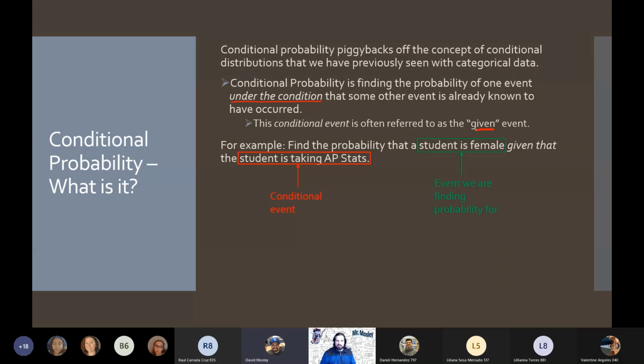So anything I can clarify or explain in better detail? Does anyone need a moment to write anything down from this slide for their notes? All right.